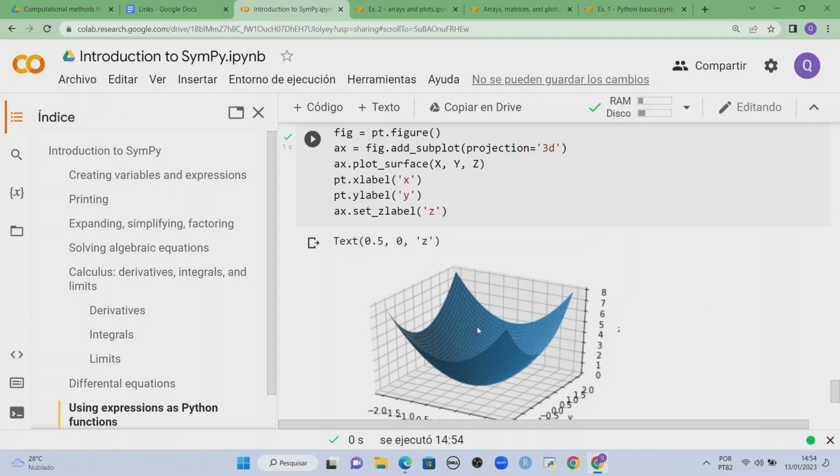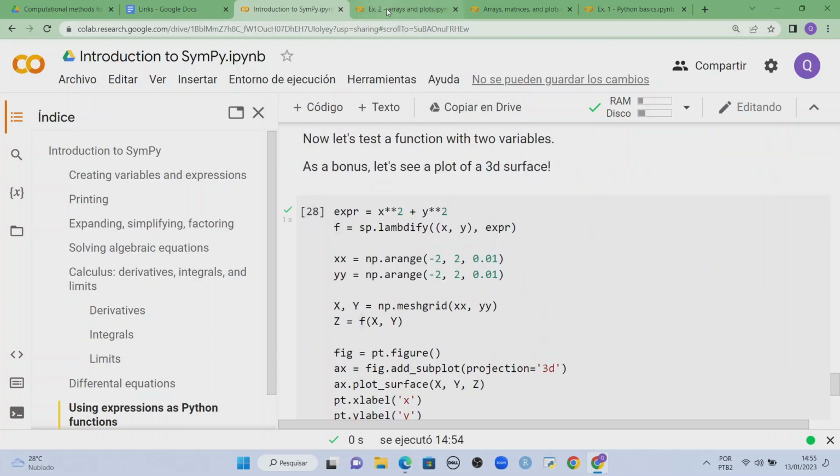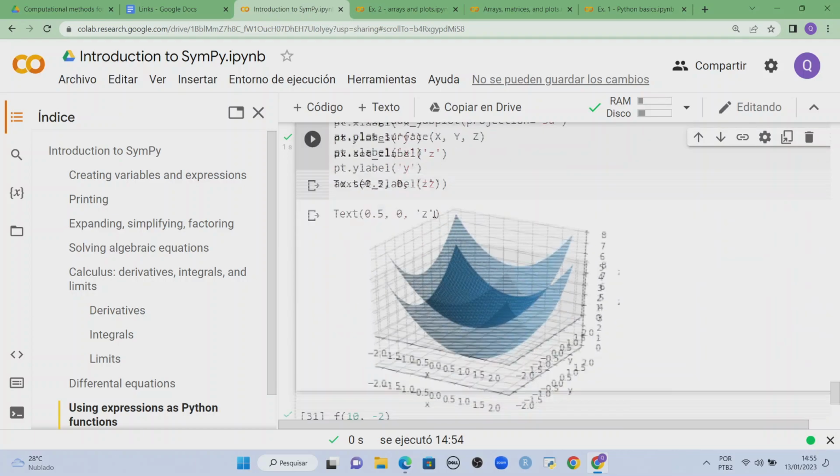Okay, questions? Yes? What exactly is a mesh grid? This is the thing that I said I'm not going into details about. This is how you build this thing here.